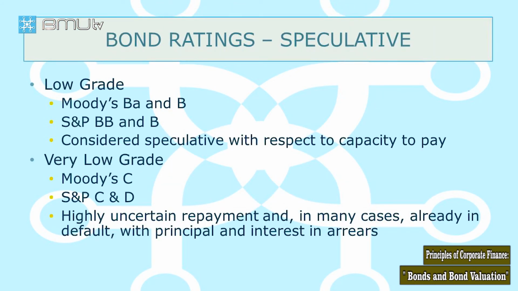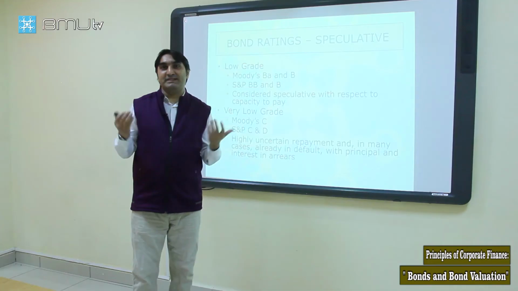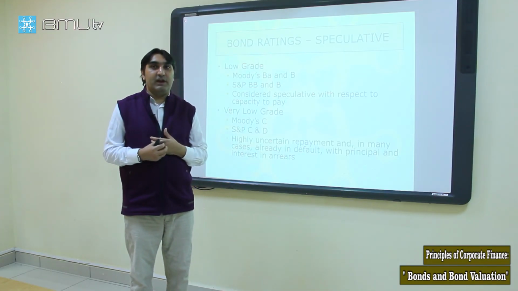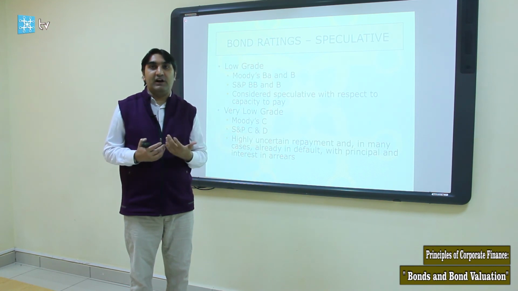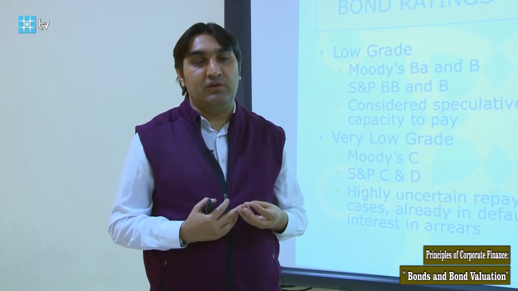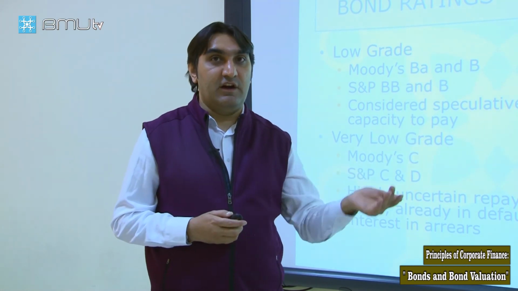And low-grade Moody's Ba and B, S&P's BB and B, are considered speculative with respect to capacity to pay. Very low-grade bonds, Moody's C, S&P's C and D, have highly uncertain repayment and in many cases are already in default, with principal and interest in arrears. With this type of very low-grade bond, investors expect that the company will not pay coupon and principal on time. Thus, the required rate or yield to maturity on these bonds is much higher than on other bonds.